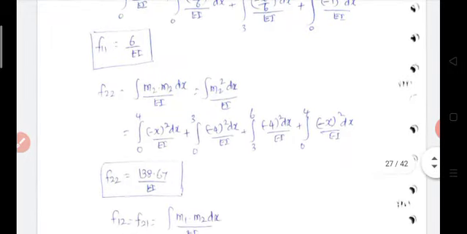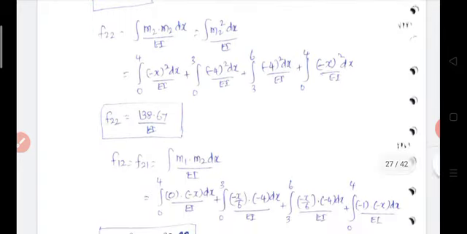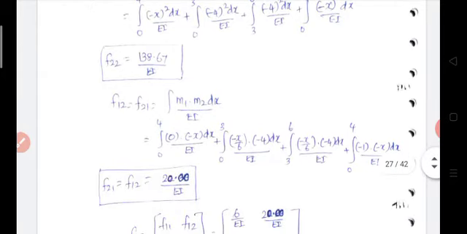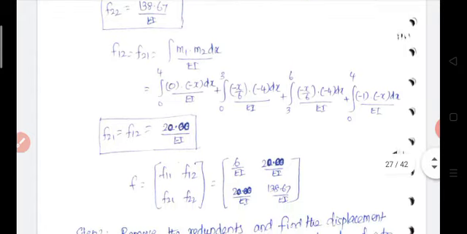Then substitute m2 values for each and every portion: AB, DC, then CE, then EB, then AB. And after integrating it, F22 is equal to 138.67 by EA. Then F12 is equal to integration of m1 m2 dx divided by EA. Then substitute m1 and m2 values. So, finally, F12 is equal to F21 is equal to 20 divided by EA.